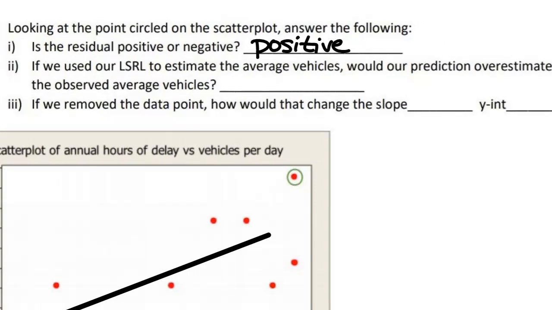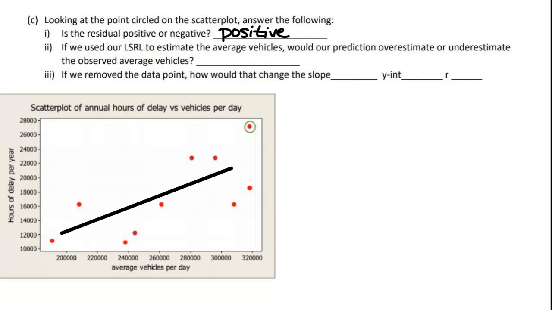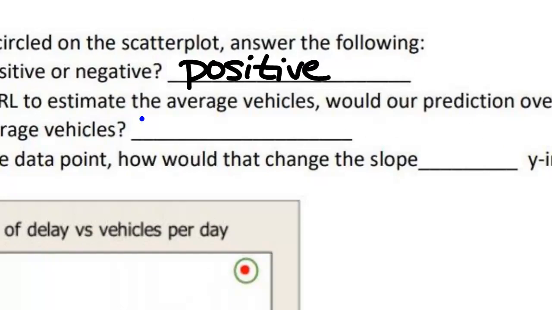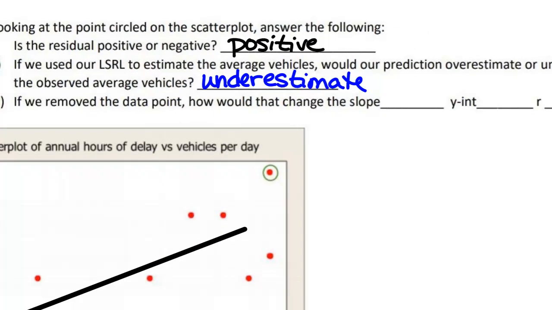If we used our least squares regression line to estimate the average vehicles, would our prediction overestimate or underestimate the observed average? It's going to underestimate. Remember, a positive residual means the actual is bigger than the predicted, which means my predicted didn't get high enough. My predicted was too low. If I have a negative residual, then I predicted too high because the actual was smaller than my predicted. So a positive residual is an underestimate. A negative residual is an overestimate.